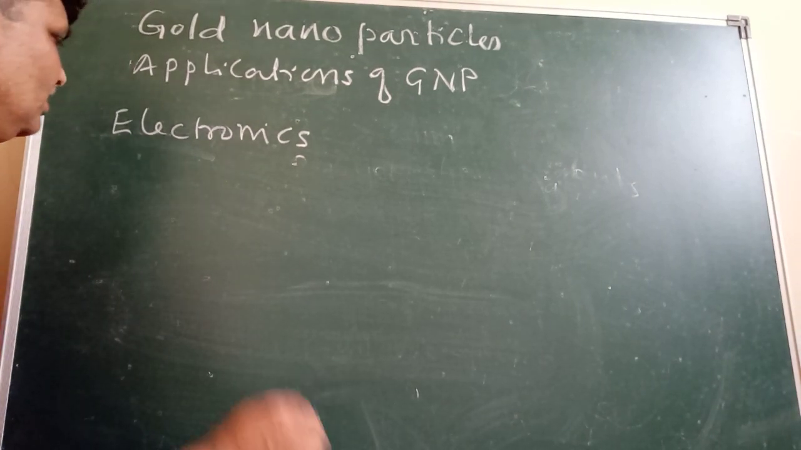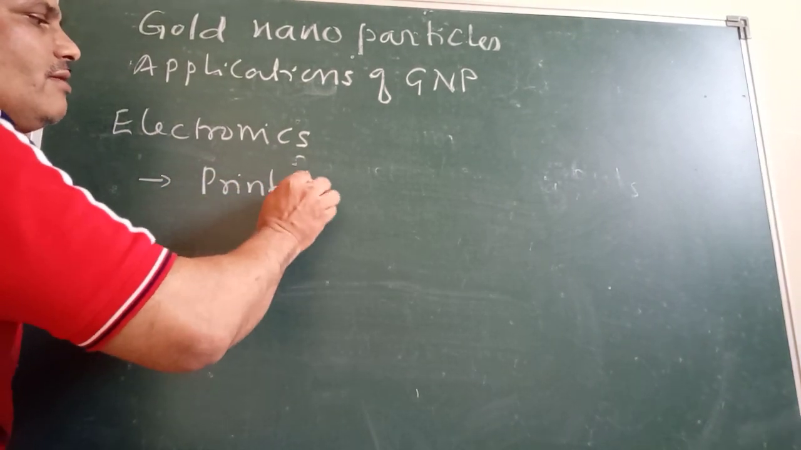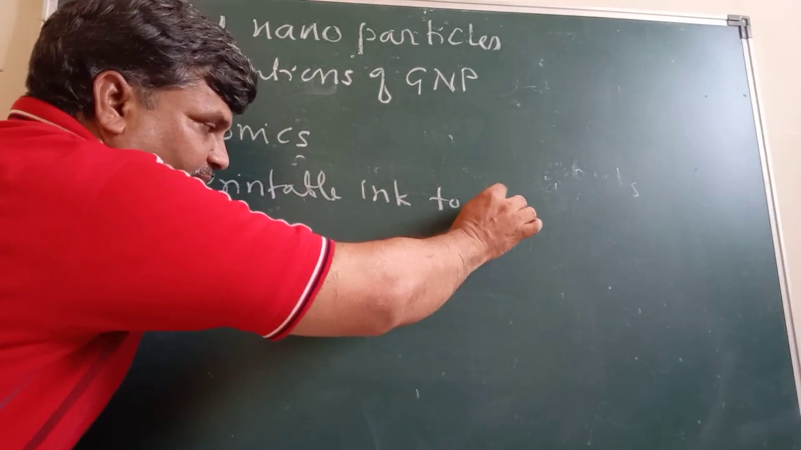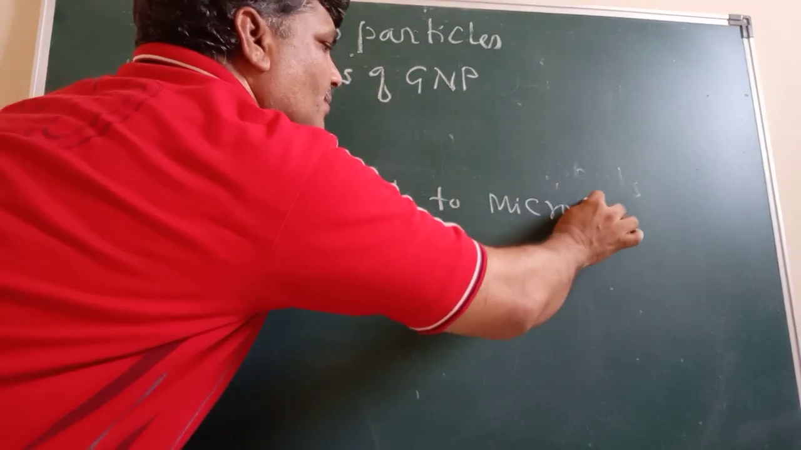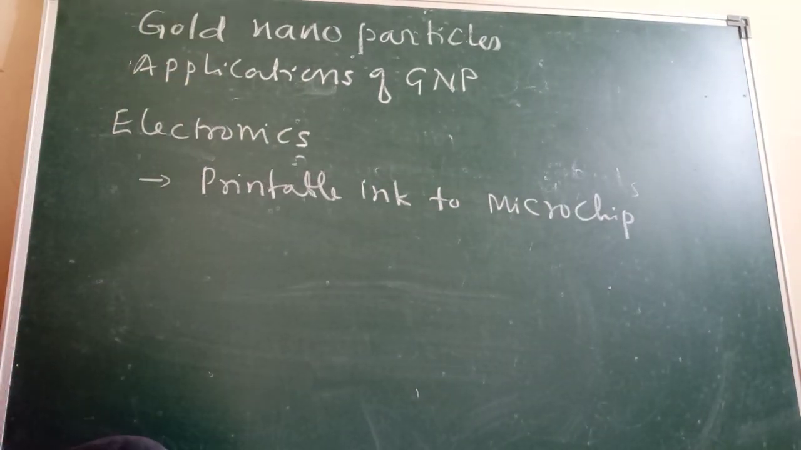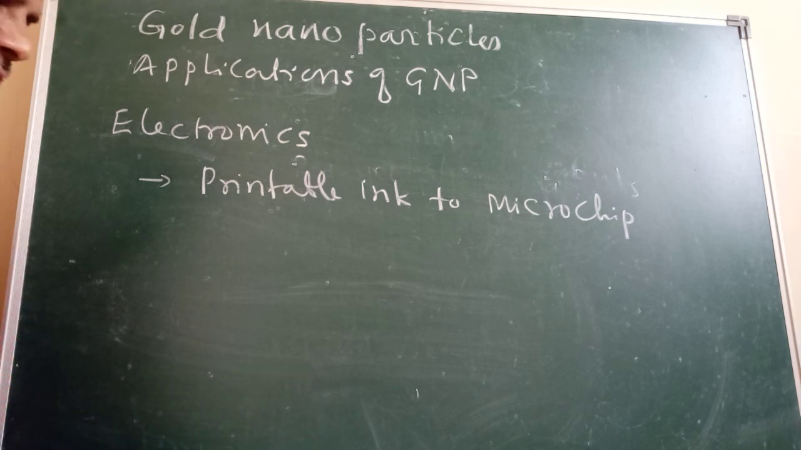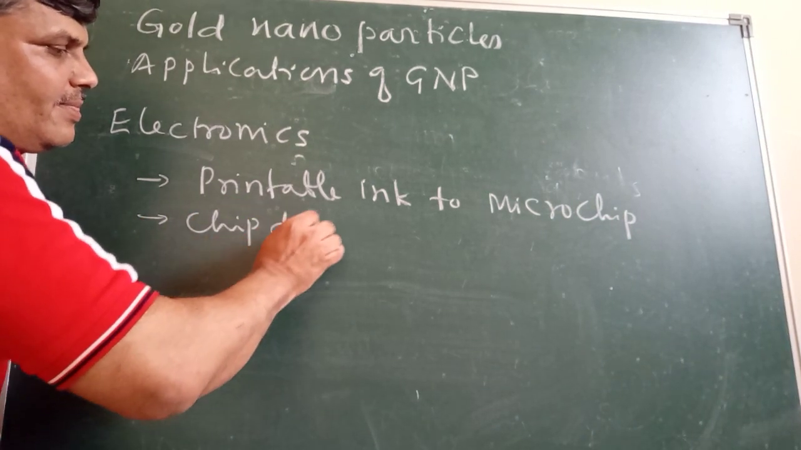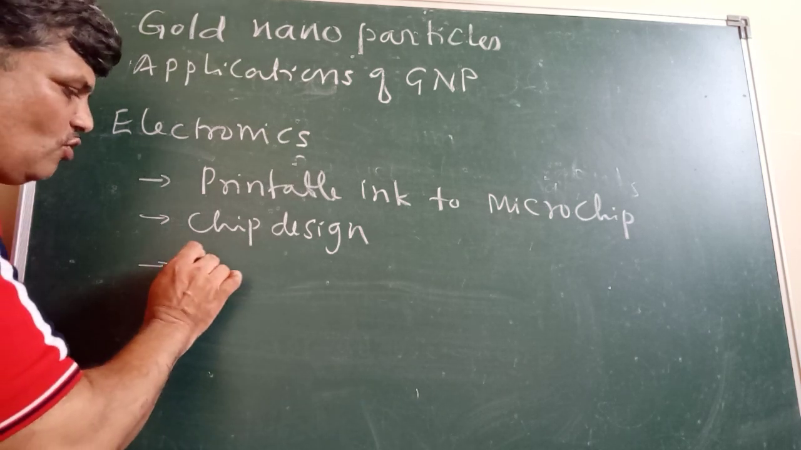In such cases, gold nanoparticles are very useful. They have applications from printable ink to electronic chip, microchip. They have a lot of applications. This is useful in chip design. So this is used for ohmic contact.